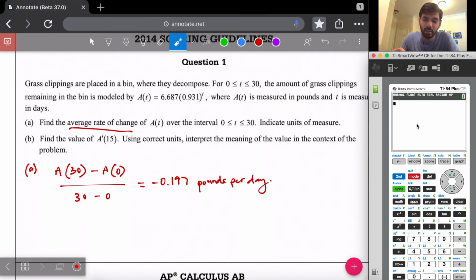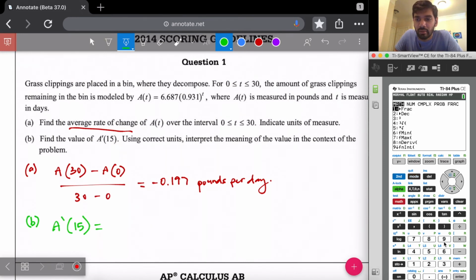So there's part A. Now part B is where the calculator comes in a little bit handy. It says find the value of A prime of 15. And we've got this complicated exponential function here, but since it is a calculator problem, you can figure out A prime of 15 without doing any handwritten work. So if you go to your calculator and push math, and then scroll down, math 8. 9 would be the integral, 8 is the derivative at a point. So we're going to do math 8.